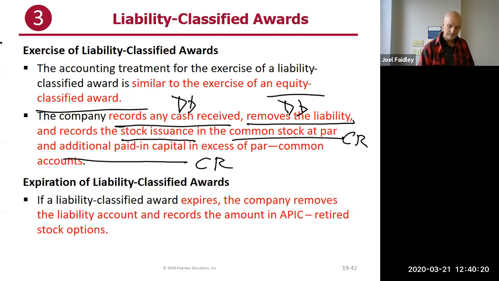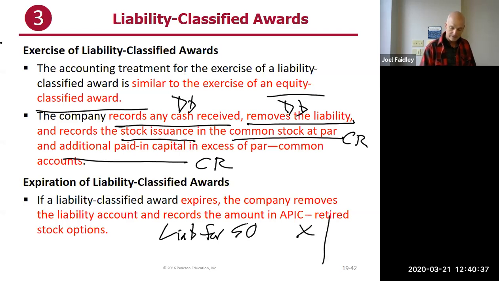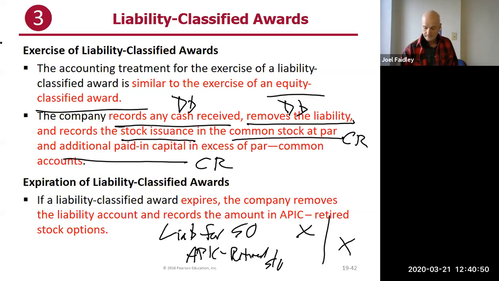What if it expires? Company removes the liability and records the amount of APIC retired, stock options. So whatever that liability for stock options is called, that is going to be debited to remove it to zero. And then you're going to have this APIC, which you've never put anything in there for liability based to begin with. You're just going to put that to retired stock options if they expire.